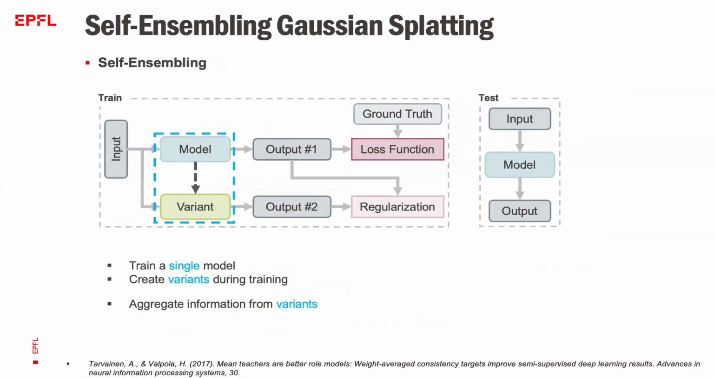To improve efficiency, one could utilize self-ensembling. In this framework, only a single model is trained, and the variants are dynamically created throughout training. During inference, only a single forward pass is needed. This makes both training and testing more efficient. The information from the variants is aggregated during training, achieving robust ensemble learning.